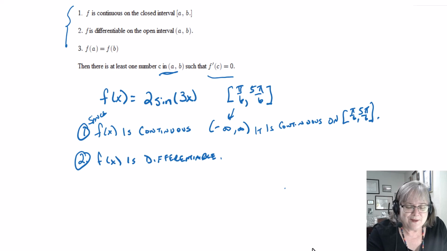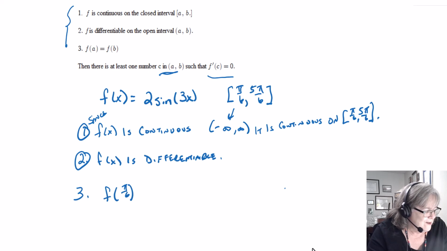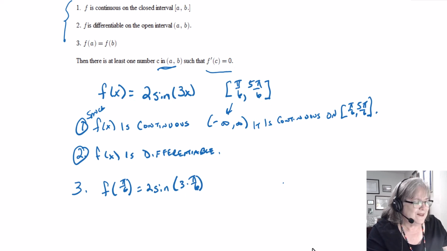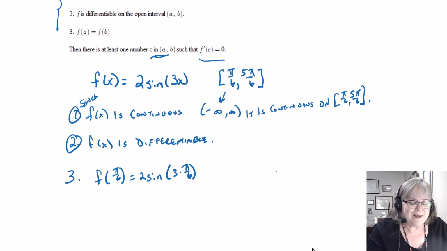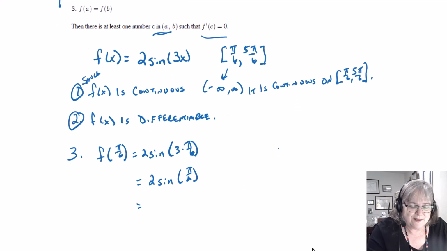So f of x is differentiable. I don't know how you want to explain that. Let's talk about f of a and f of b. So f of pi over 6 would be 2 sine 3 times pi over 6. And if you remember your trig, you may be going, these ones with the 3x as opposed to just x, maybe having you kind of roll your eyes. So the 3 cancels into 6 and you have pi over 2. So it's 2 and sine of pi over 2 is 1. So this is 2.